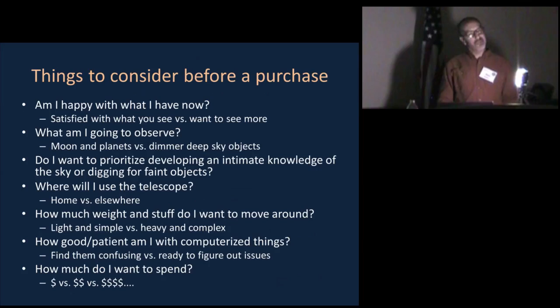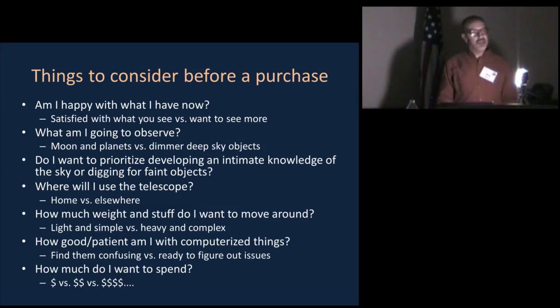Okay, so you've gone through all that, you say, yes, I really want a telescope. What should you consider? First, think about, are you happy with what you have now? Are you satisfied with what you're seeing now, or do you want to see more? Then think about, all right, what is it I want to look at? Am I going to look at the moon and planets, or am I going to look at dimmer objects? All these targets are completely fun and great things to look at. It's just really, what do you want to do?